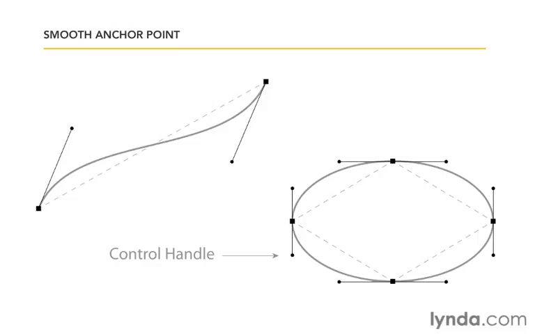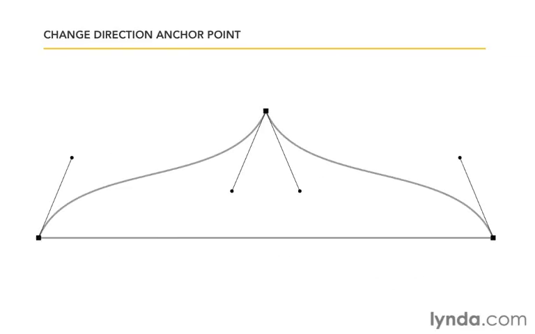So we know what a corner anchor point is, and we know what a smooth anchor point is. However, there's also one other kind of anchor point, which is called a change direction anchor point. That's where you have a curved path that enters the anchor point, but when that path leaves that anchor point, it's traveling in a completely different direction. It's really actually kind of a hybrid between a smooth and a corner anchor point. It acts as a corner anchor point because the path changes direction, yet it acts like a smooth anchor point because it has control handles to help you define a curve to that path. Now that we know all about anchor points and control handles, we're ready to start drawing with the pen tool.